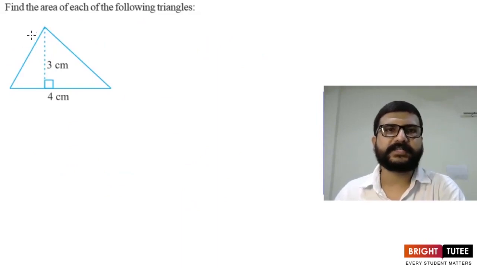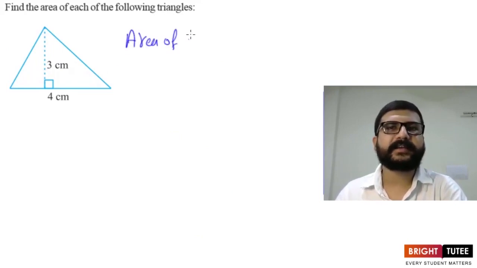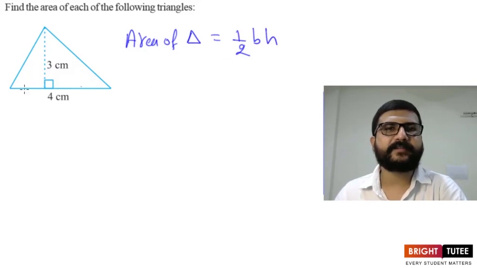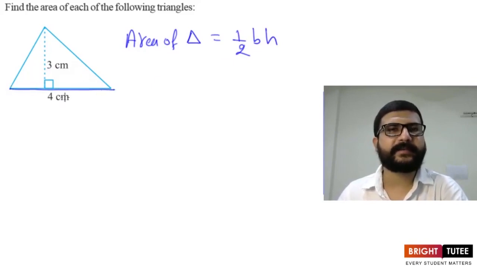Now the second question is find the area of each of the following triangles, and the first triangle is this one shown here. So do you remember how to find area of triangle? We know area of triangle is equal to half into base into height, or we can write half into BH. Now which side should we consider as base here? This 4 centimeter will be base and the height will be 3 centimeters. So area will be equal to half into 4 into 3.